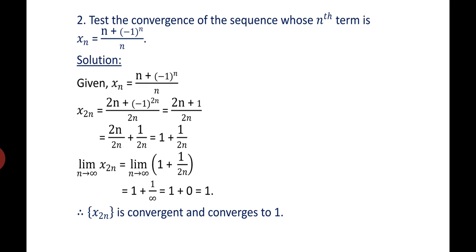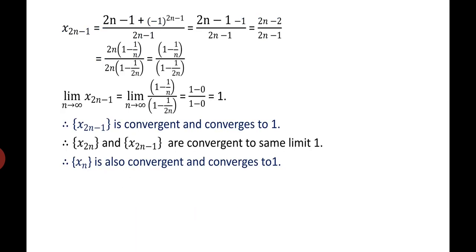Now let's take the limit as n tends to infinity of x2n. This is equal to limit n tends to infinity 1 plus 1 by 2n, which is equal to 1 plus 0, which is equal to 1. Therefore, x2n is convergent and converges to 1. Now let's consider x2n minus 1. Wherever we have n, replace it by 2n minus 1. So (minus 1) raised to 2n minus 1 is negative.